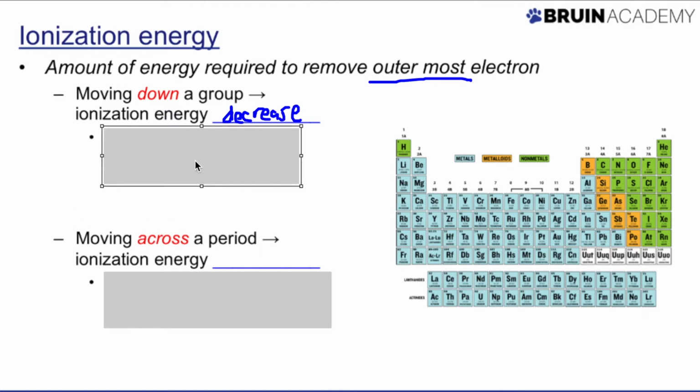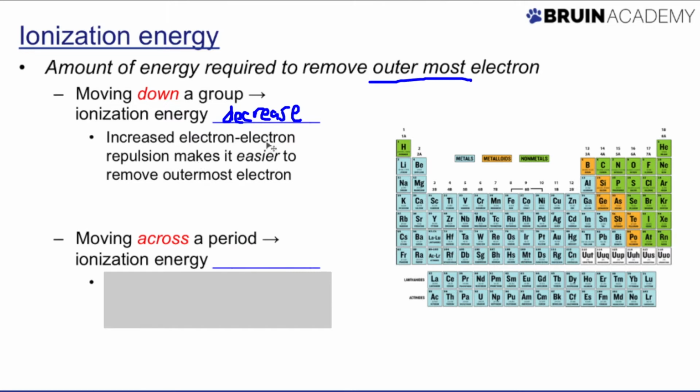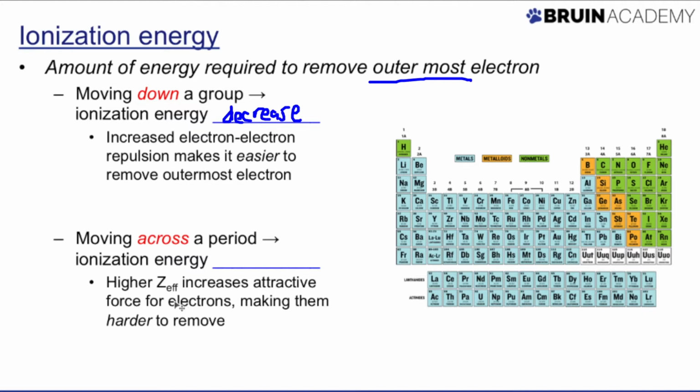And sort of for the same reason as before. There's increased electron-electron repulsion as you move down the periodic table, and because of more electron-electron repulsion, it's easier to remove the outermost electron because the electrons closer to the nucleus are essentially pushing away those outermost electrons. Same logic as before, moving across a period from left to right, ionization energy is going to increase. It's harder to steal the electrons because of the higher nuclear charge in the middle, which is pulling the electrons toward it. So higher nuclear charge increases attractive force for electrons, making them harder to remove.